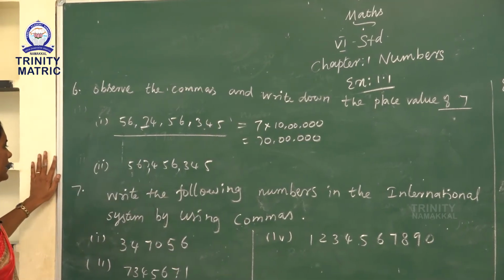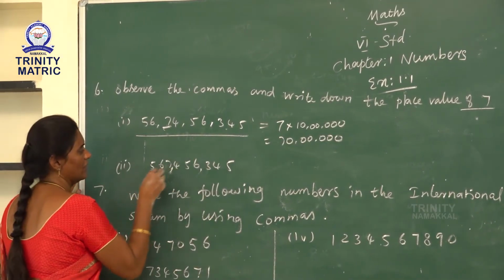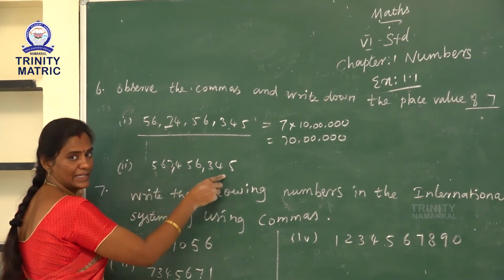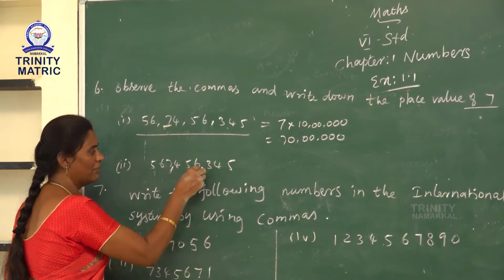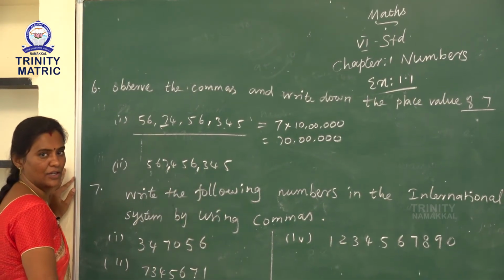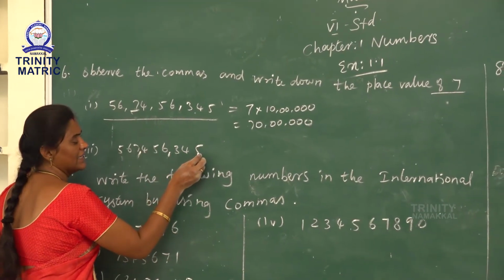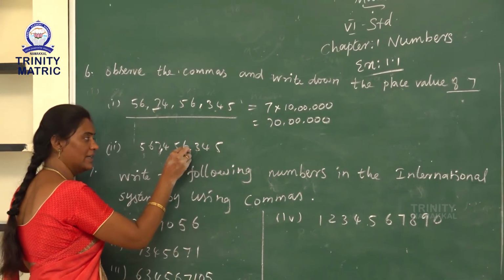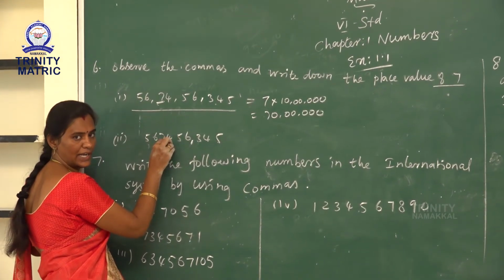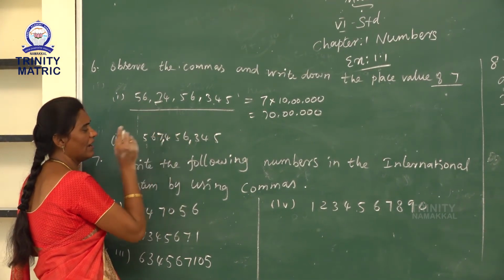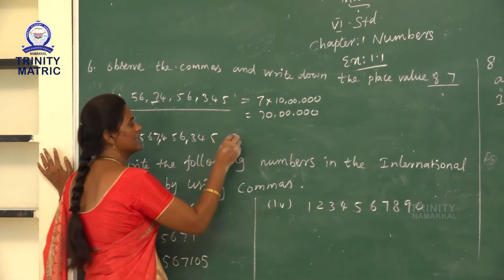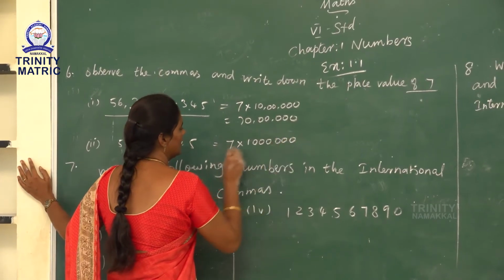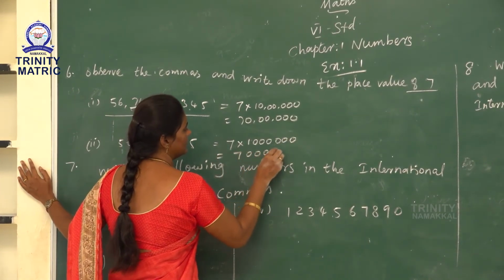Okay. Next, one more sum. Here the number is in the international system, where we have a comma after every 3 digits. Say the place values in the international system: ones, tens, hundreds, 1,000, 10,000, 100,000. Then here we have million. So the answer is 7 into million, that is 7 million.